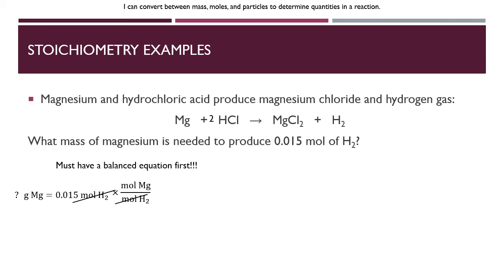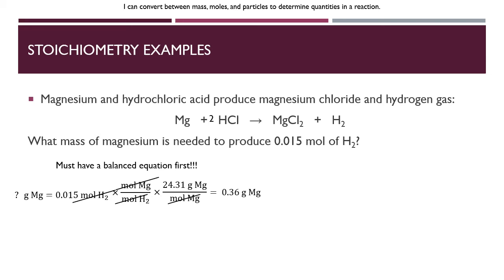Notice moles of H2 cancel. Now we have moles of magnesium. Now we can convert from moles of magnesium to grams of magnesium, just using the molar mass. Molar mass of magnesium from your periodic table, 24.31 grams per mole. Moles cancel, and we have our answer.